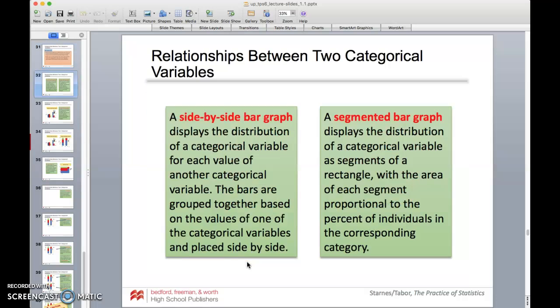All right, some other ways that we can compare things is a side-by-side bar graph that displays the distribution.